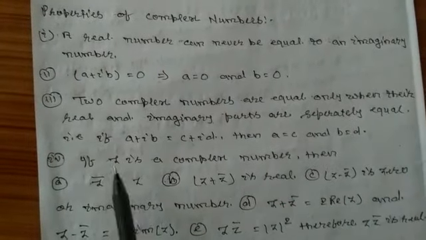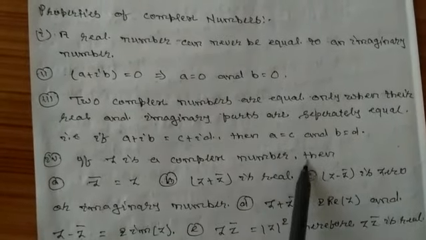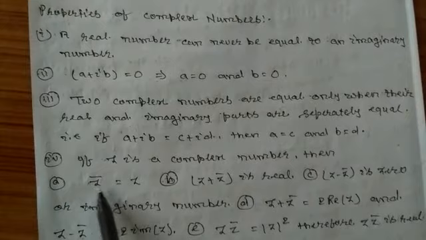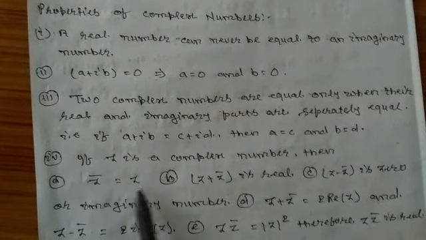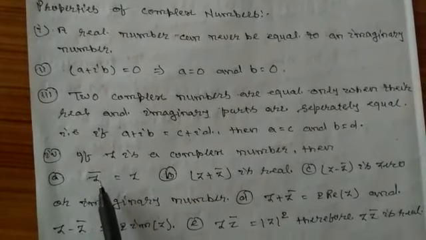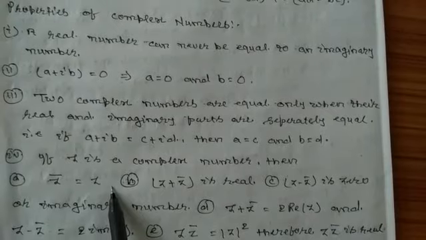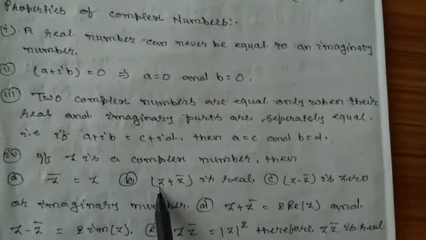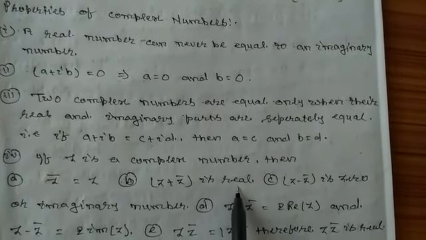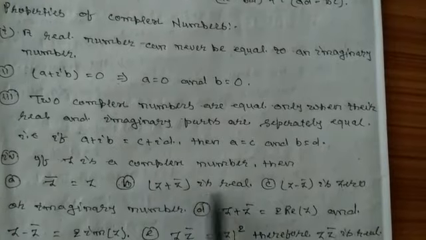Now next, if z is a complex number, then we have the following properties. The conjugate of z, that is z bar, is also a complex number. That is, the conjugate of a complex number is also a complex number. And when you add a complex number to its conjugate, you will get a real number. That is, z plus z bar is always real.